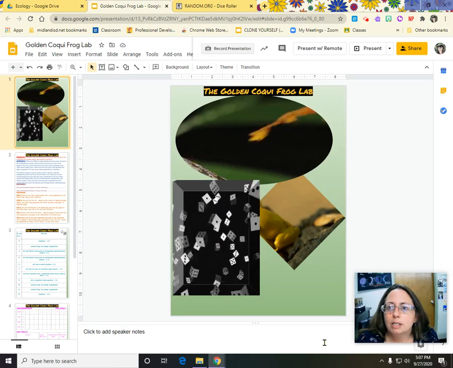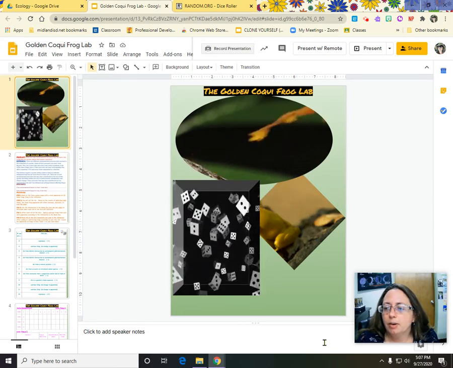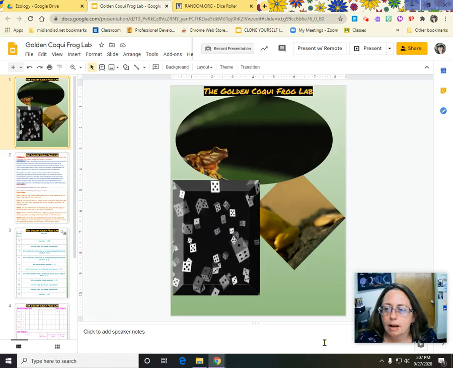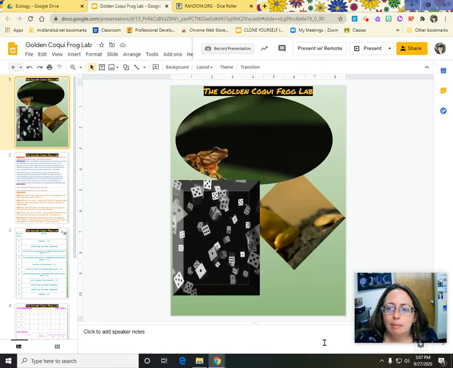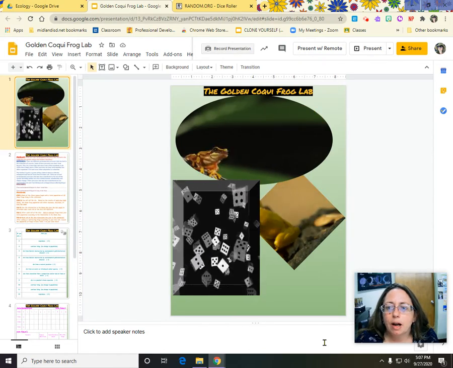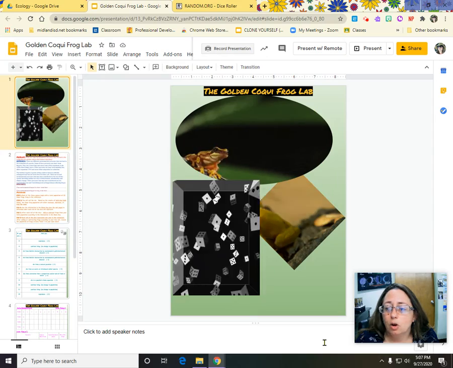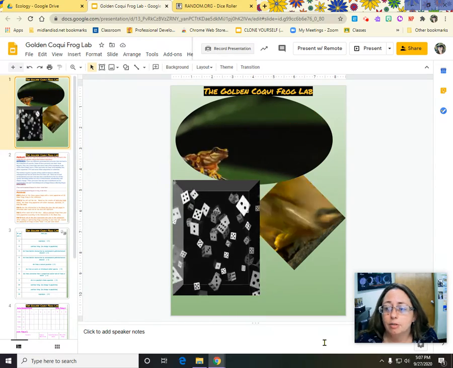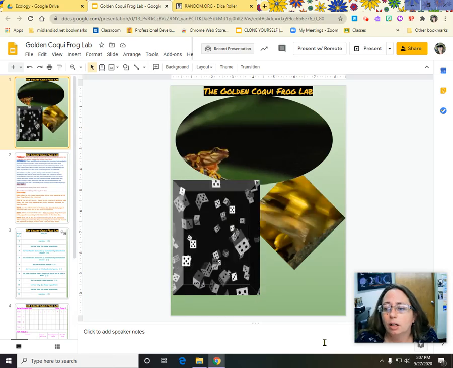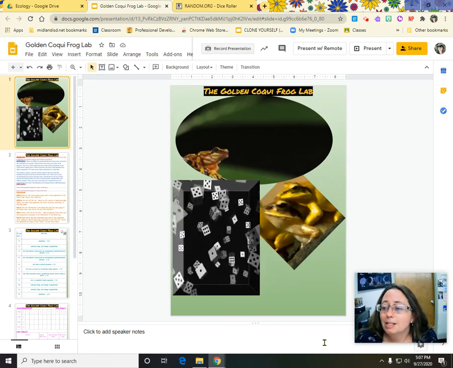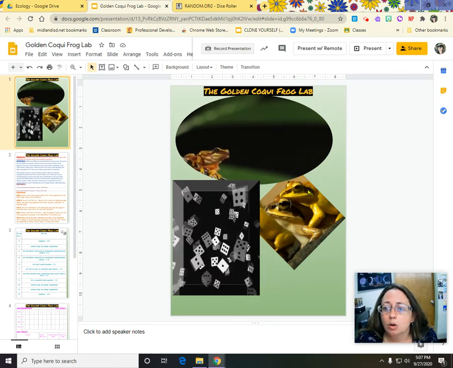Hey guys, this is Mrs. Mabelli and I'm going to quickly show you how to do the Golden Coqui Frog Lab. So this lab helps us to explore different impacts, long and short term, on an ecosystem and the effect that has on the organisms living there. Specifically, we're going to look at this little Golden Coqui frog.